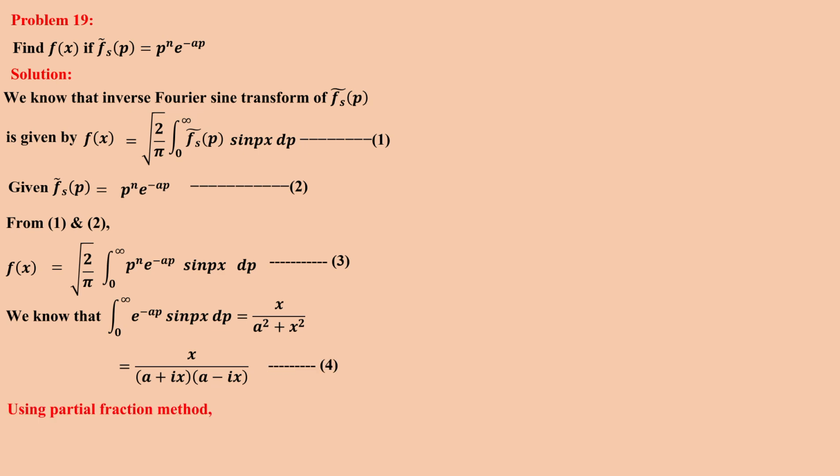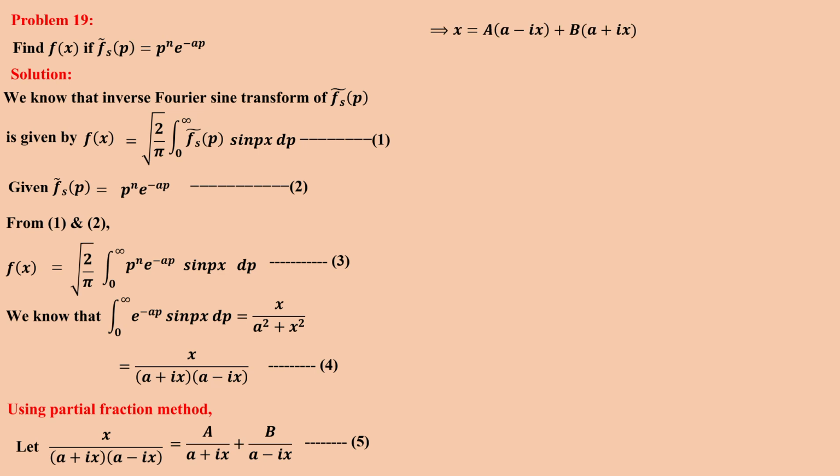Now we are going to use partial fractions to split x by a plus ix into a minus ix into two terms. So let x by a plus ix into a minus ix be equal to A by a plus ix plus B by a minus ix. This is equation number 5. Taking the LCM and equating the left hand side and the right hand side, we get x is equal to A into a minus ix plus B into a plus ix. This is equation number 6.